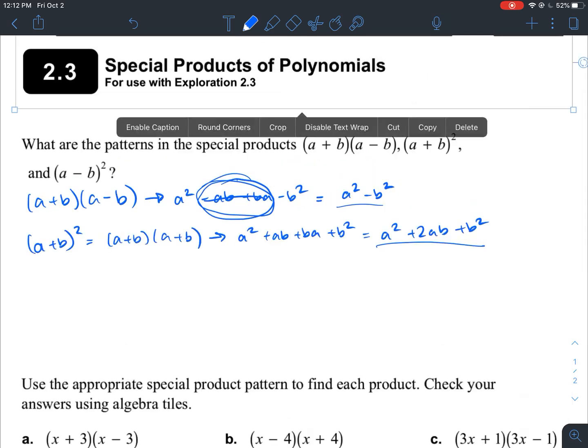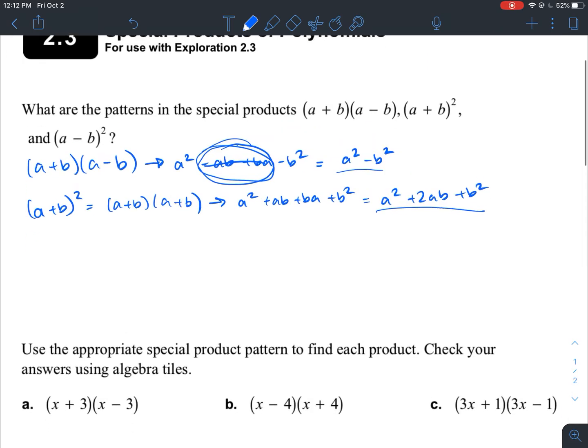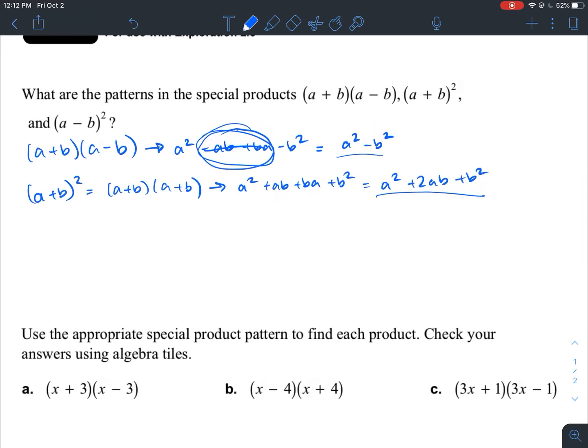Okay. Now for the last special product that we have, (a - b) squared. So (a - b) squared is equal to (a - b) multiplied by (a - b), so it's multiplied by itself twice.